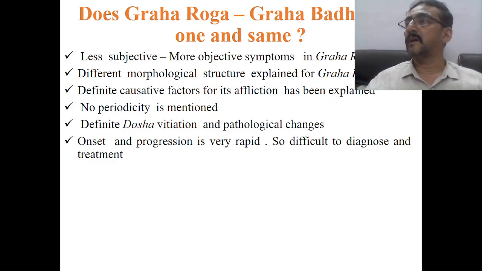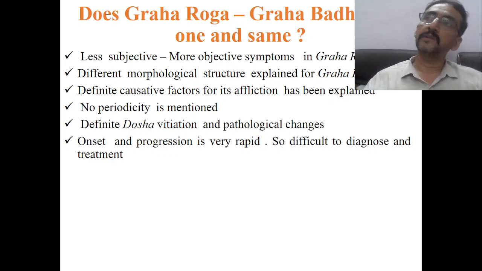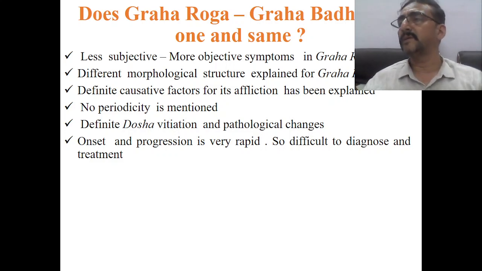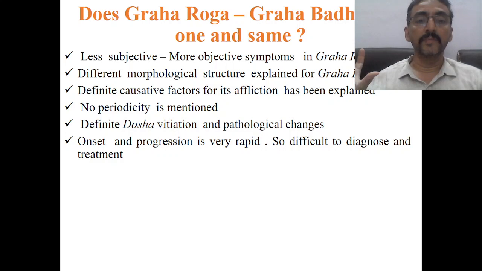Of course, in the Kaumarbhritya grahas, a definite dosha vitiation and definite pathological changes are seen. And this definite dosha vitiation and pathological changes are actually absent in the grahas of Graha chikitsa. Because we know that it is simply a psychological deprivation or psychological perversion, or we say psychological, personality or behavioral changes. We cannot expect any pathological changes there. Only functional derangements can be seen.